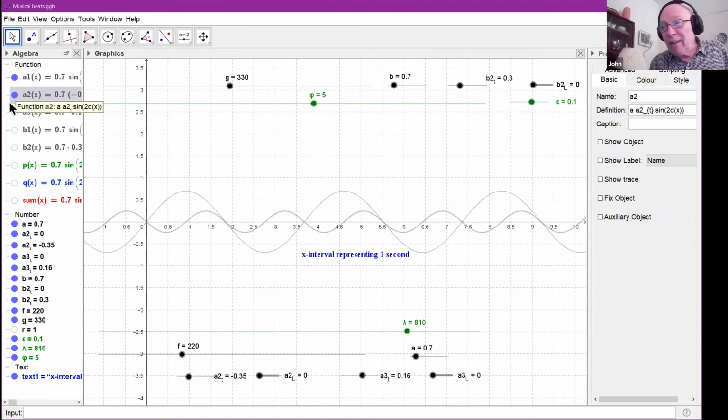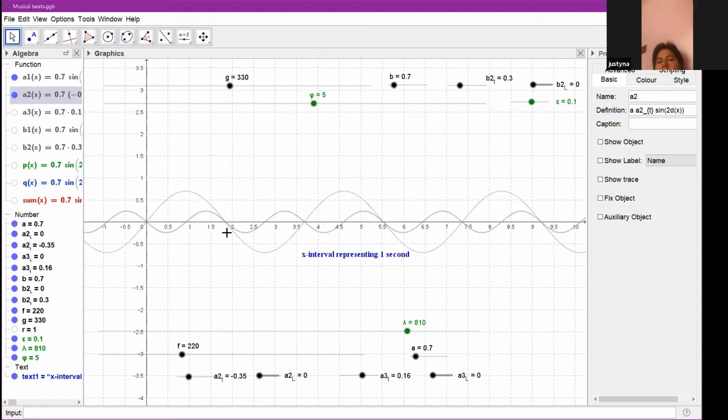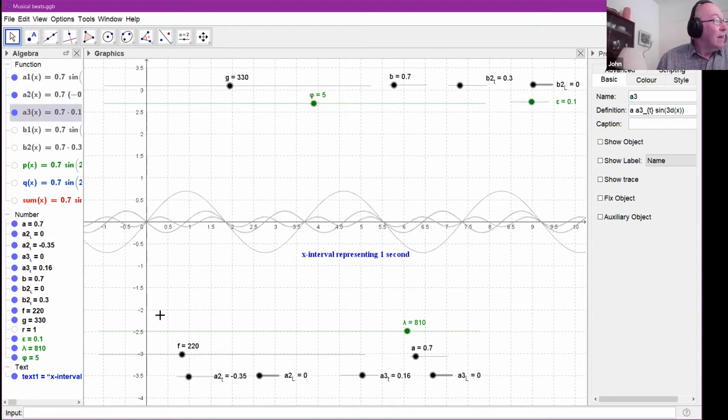I've now put in, if that was the sound, the big wave was the one for the A. The more rapidly wavy thing here is the A above, because it's twice the frequency. And if I put this in, that's 3 times. So that takes you to E, E dashed, in fact. Now that's all I need.